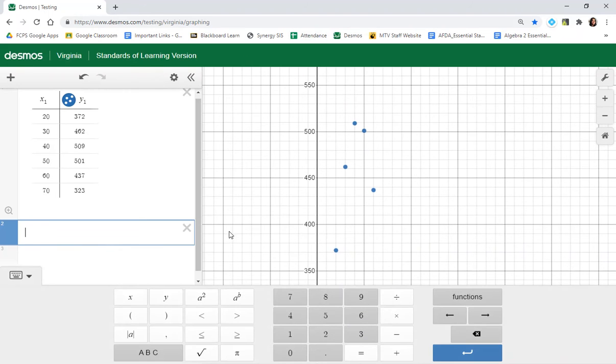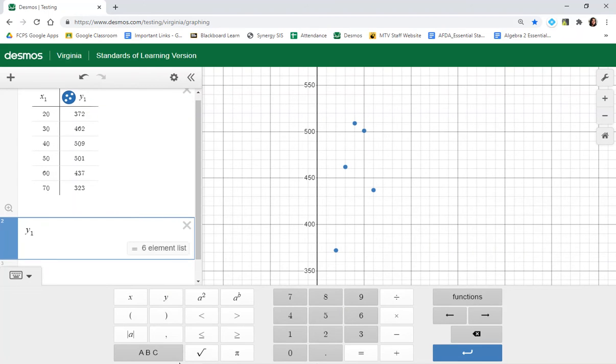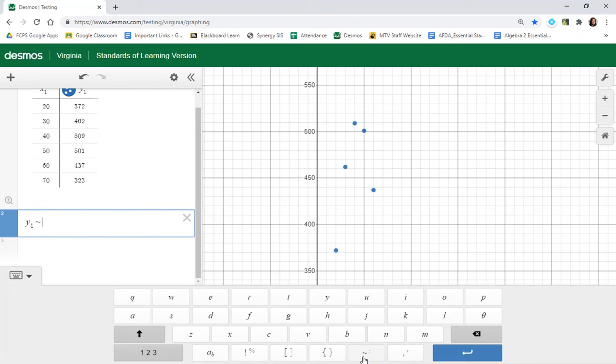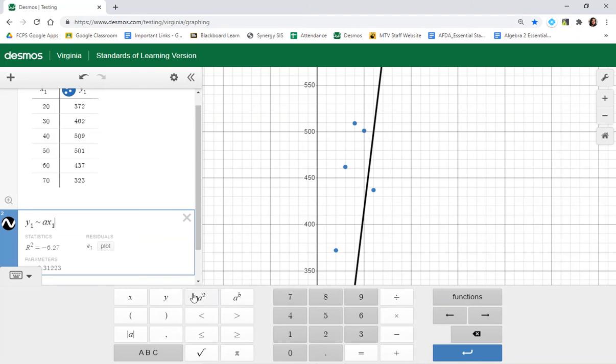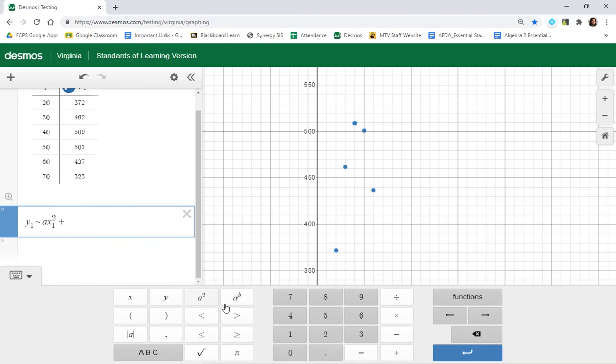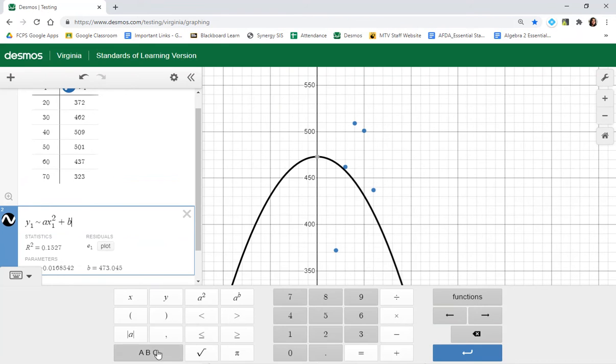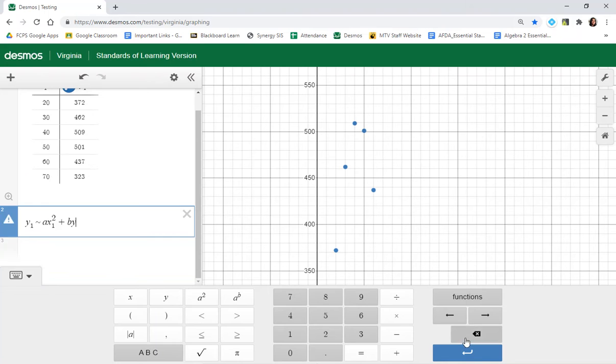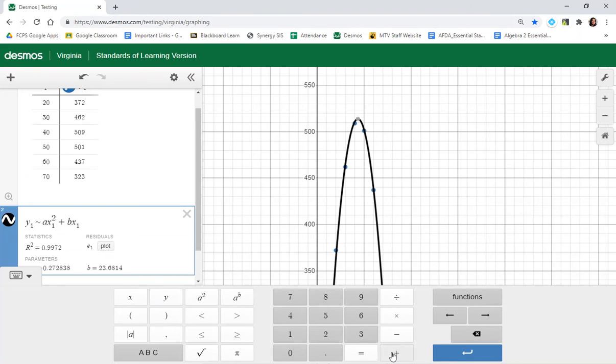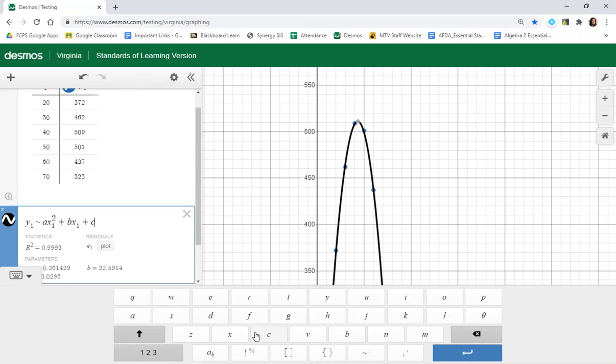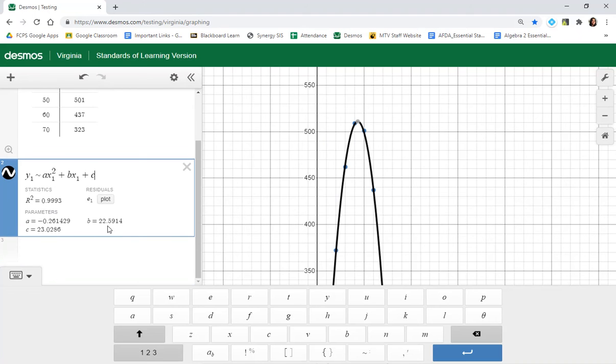So to find the quadratic model or the equation, we're going to type y1 regressed, so we're going to press regressed by a x1 squared plus b x1 plus c. Okay, so there it is, and it is a good match. It's 99%, almost a perfect match. And then here are my numbers.